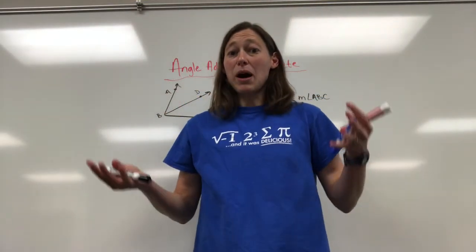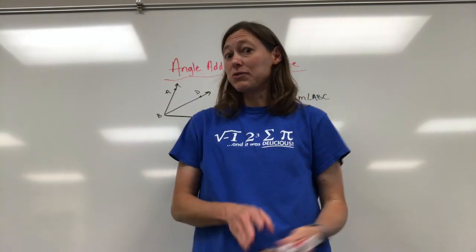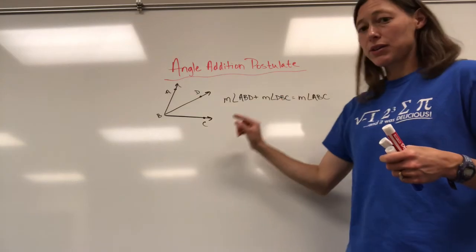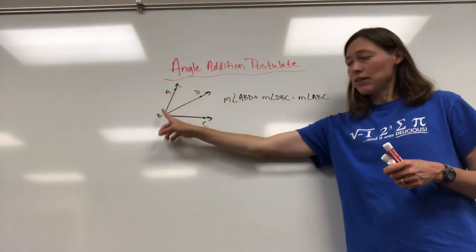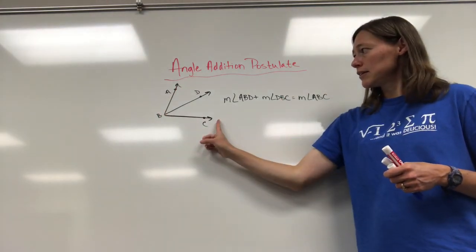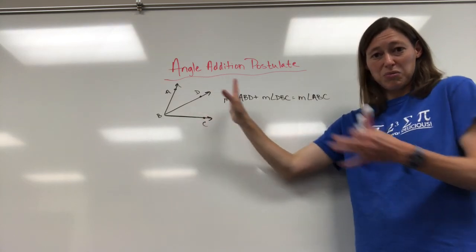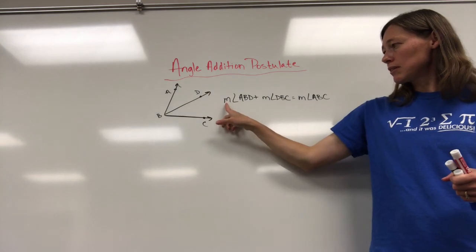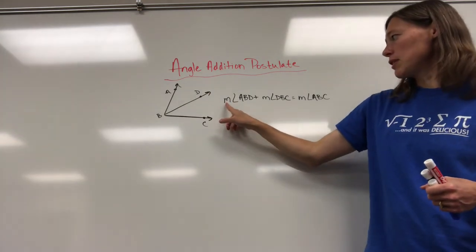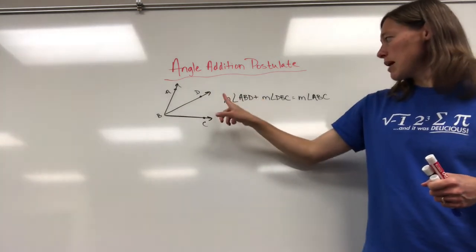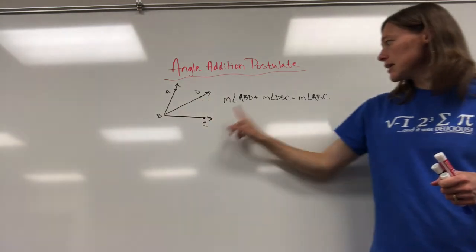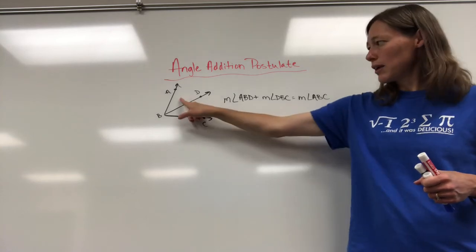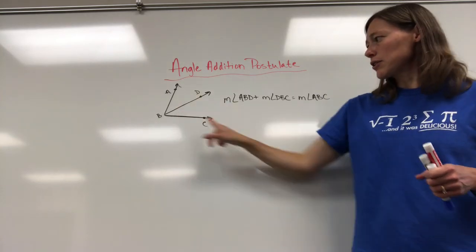So now we're going to talk about the angle addition postulate, which is very similar to the segment addition postulate, but with angles. The angle addition postulate says that if we have this angle ABC, and we have D somewhere in between, the measure of angle ABD, and we put this little letter m in front of it, the measure of angle ABD plus the measure of angle DBC equals the measure of the whole angle. So the small angle plus the small angle equals the larger angle.